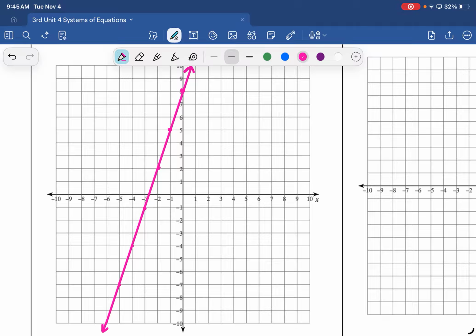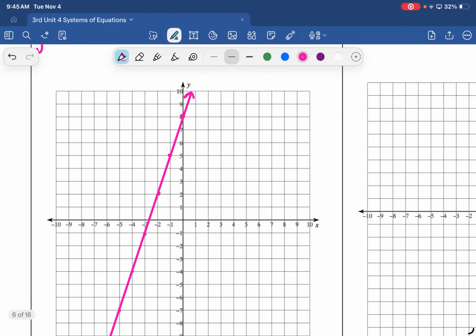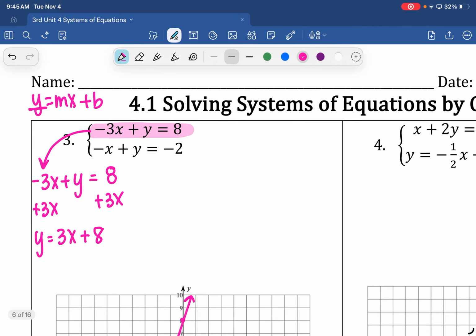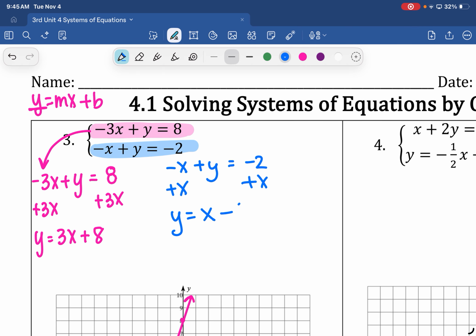All right, now we're going to look at the second equation. Is it in slope-intercept form? No. So we have to put it in slope-intercept form too. We have negative x plus y equals negative 2. So how do I do that? Add x to both sides. So we get y equals x minus 2.